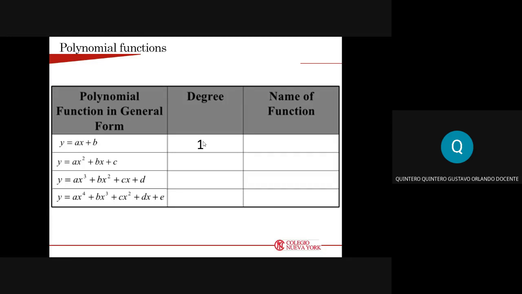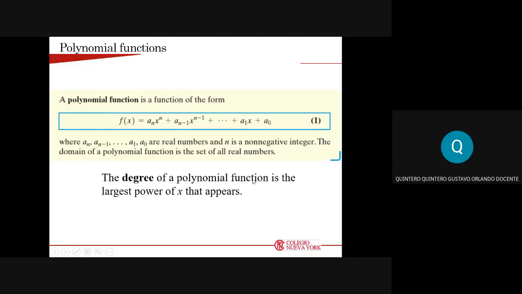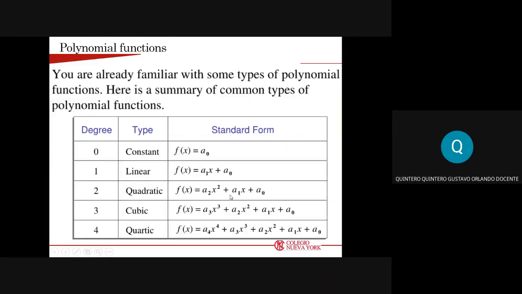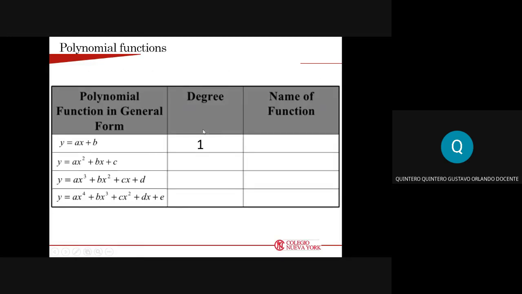This is just a little bit of a review of what you saw in previous years. For the people who like to write things down: what is the degree? The degree is the biggest exponent that appears in the expression. I have it here: the degree of a polynomial function is the largest power of x that appears. The largest power, so the biggest exponent. Cool. So we know this one is degree 1.